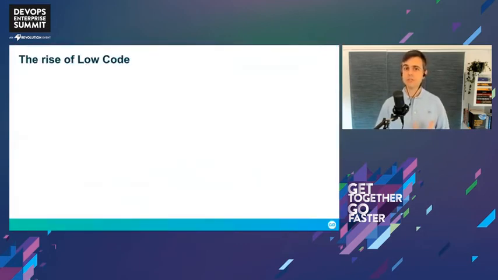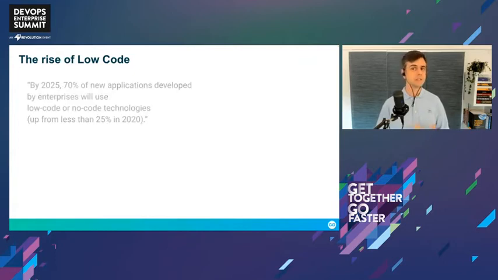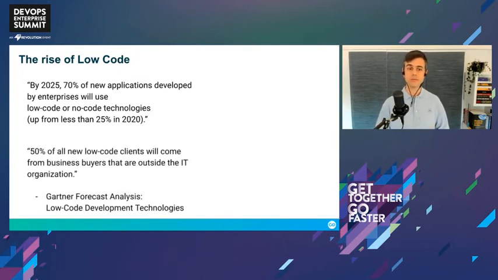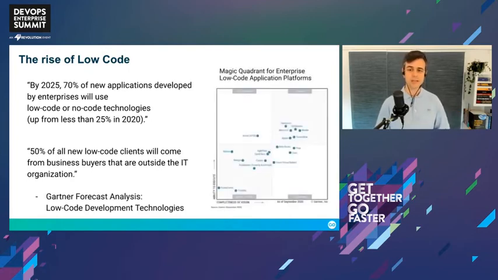Now, low-code systems are very much on the rise, to the extent that Gartner is predicting that by 2025, the majority, about 70% of new applications developed in enterprises, will be based on these low-code or no-code platforms. And that at least half of them are going to be from outside of traditional IT organizations. They'll be coming from marketing departments, finance departments, customer support departments, and so forth.